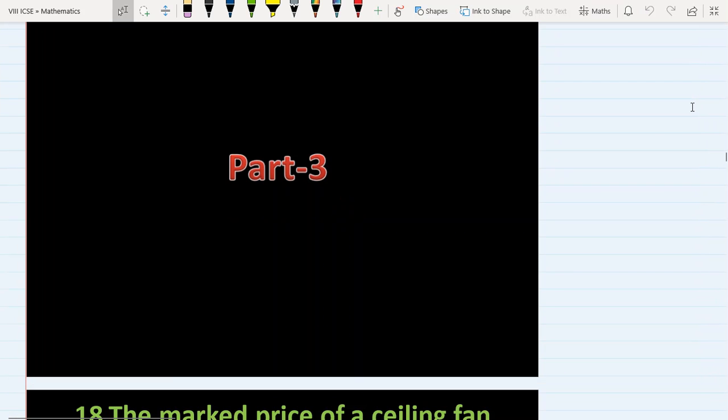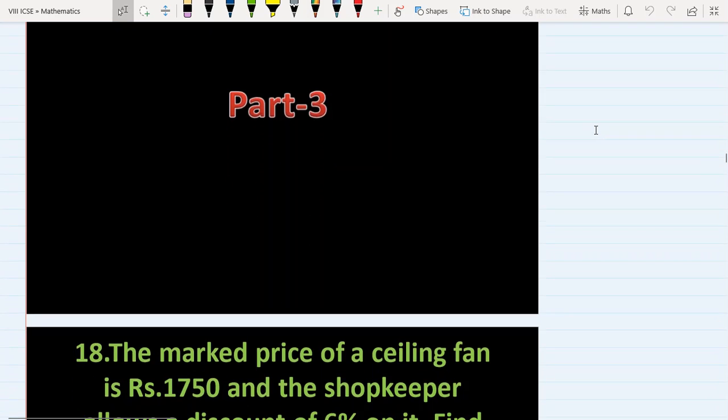Hello there. We are going to start with the third part of the maths chapter on profit and loss: profit, loss, discount and tax basically. This part is the last part of the chapter, and we are going to focus on discount as well as tax. In the first and second parts, we solved some challenging questions based on profit and loss only, but in the third part we are going to focus on discount as well as tax.